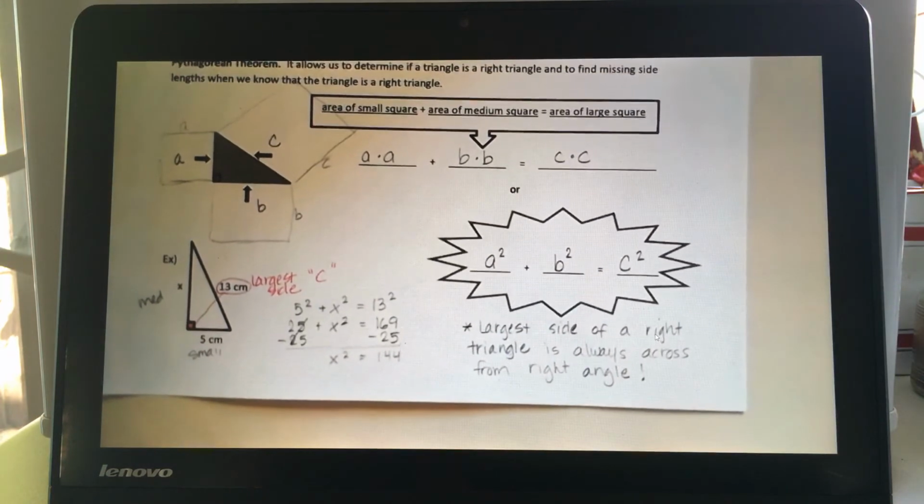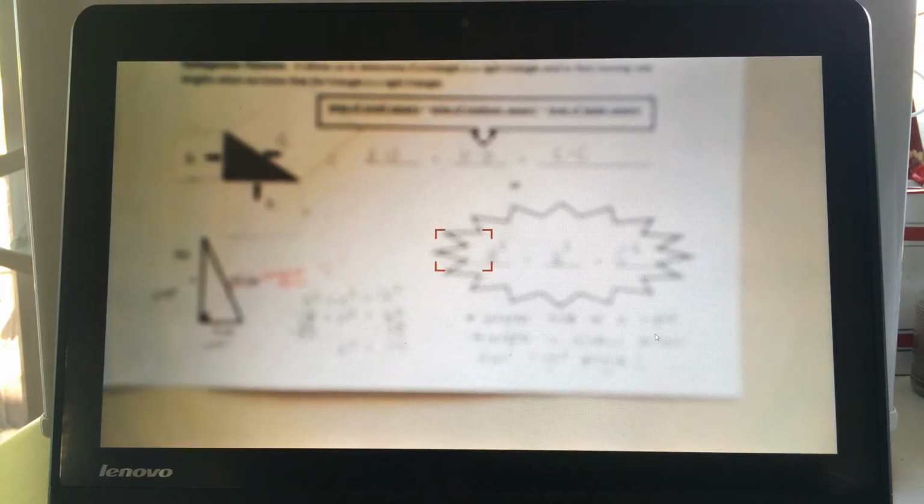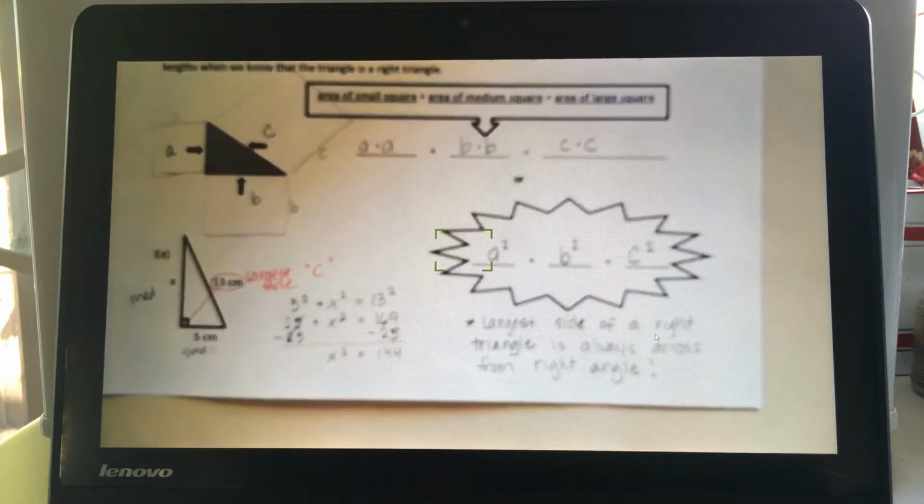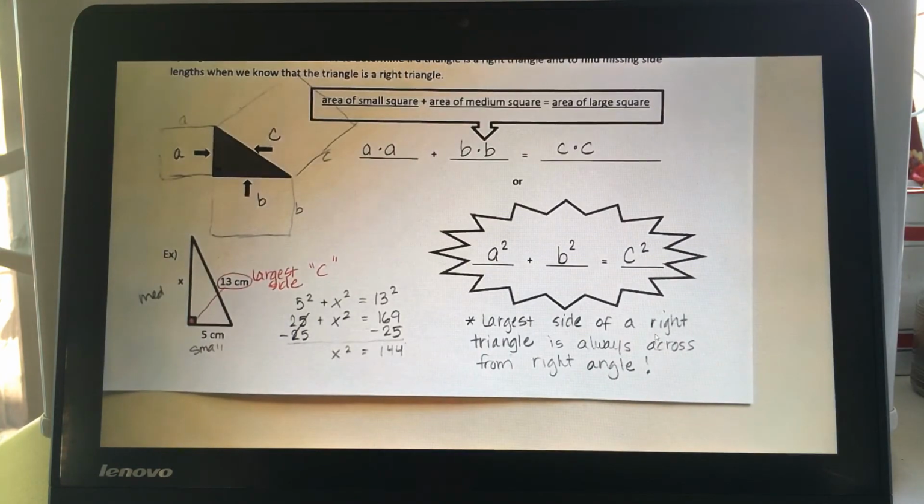Sorry, I'm going to try to refocus this one more time. There we go, that looks better.